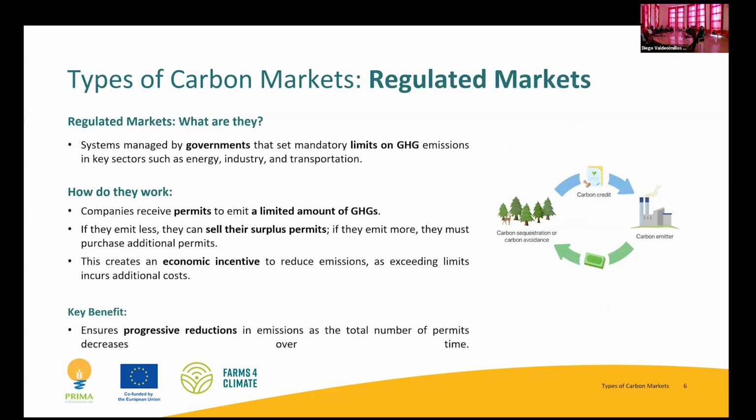So we have the voluntary carbon market, and there is also a regulated market. In this regulated market, the systems are managed by government, and there is a pollution emission limit. If you have more pollution than this, you need to buy carbon credits, progressively. The idea is to reduce your pollution by buying this kind of credits.